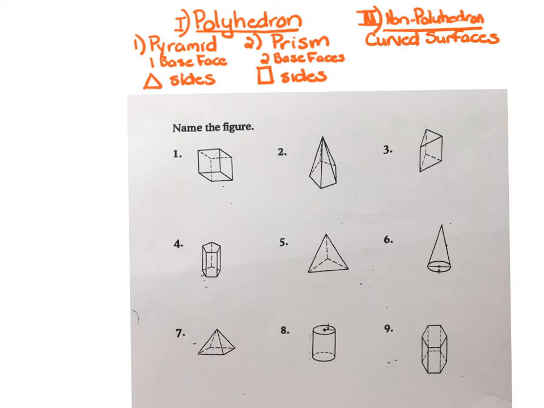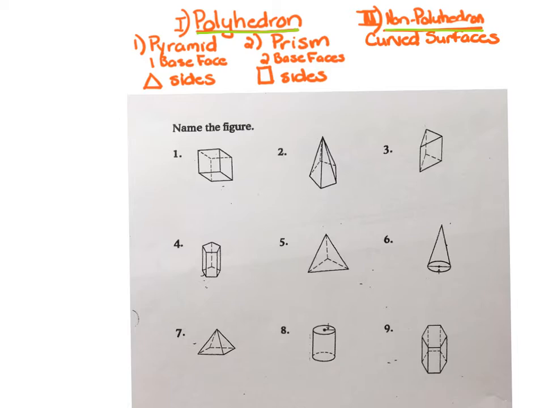Welcome to page 4 of your volume packet. On this page, we're going to get a bit more practice with naming solids. Let's review for a moment. The solids we're going to be working with are classified in one of two ways. They'll either be a polyhedron or a non-polyhedron.